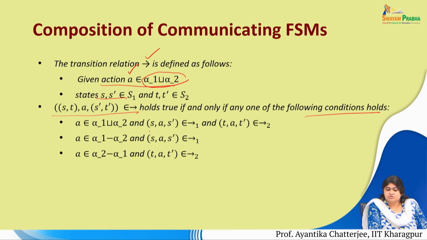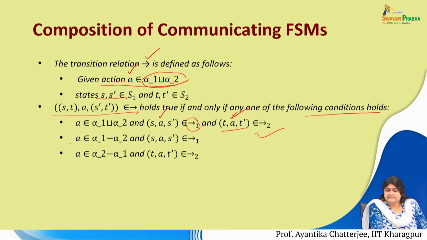Based on this action, a transition from S to S dash is a valid transition in M1, and T to T dash based on this same action A is a valid transition from the transition set of M2. That is one condition possible. This is the condition of some common action.